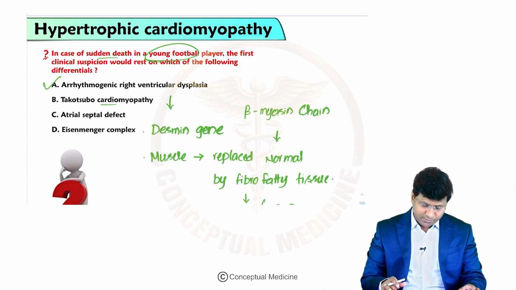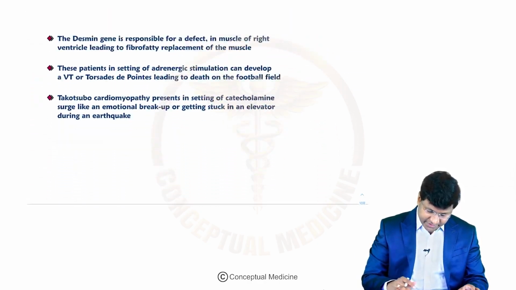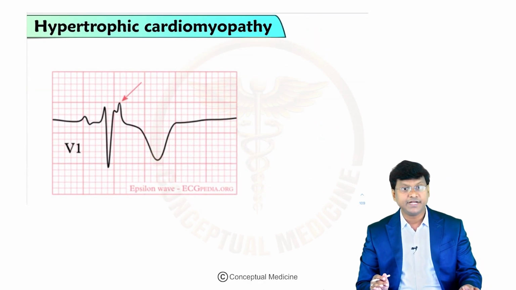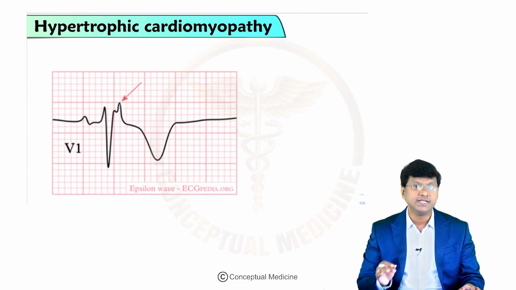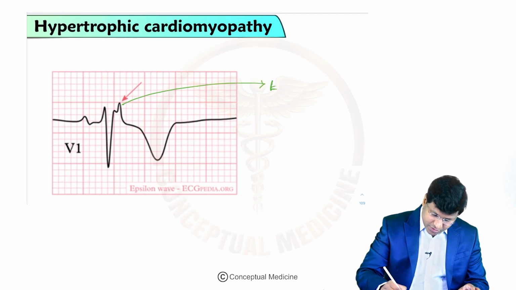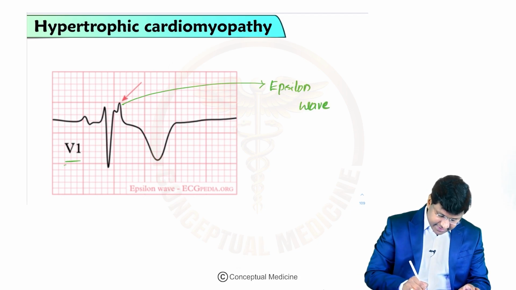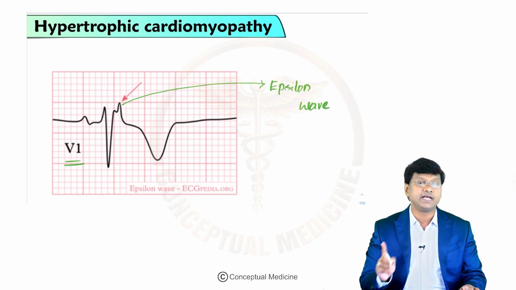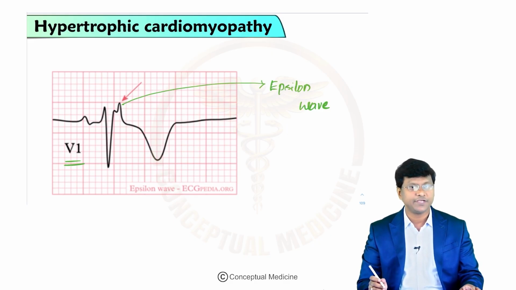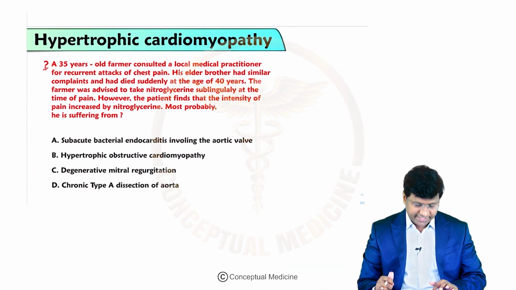death. And in arrhythmogenic right ventricular dysplasia, you have a characteristic wave in the ECG, right? And this particular characteristic wave in the ECG is the epsilon wave. And this particular epsilon wave is characteristically seen in lead V1 in arrhythmogenic right ventricular dysplasia. Okay, right. After having discussed this, you see the next question.